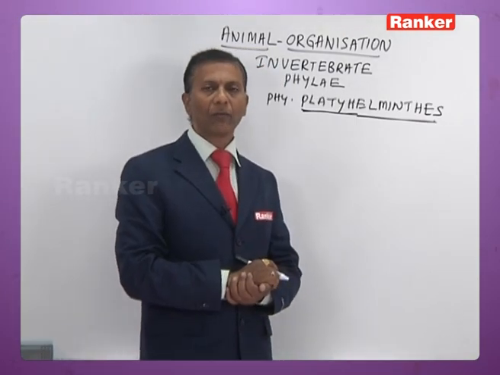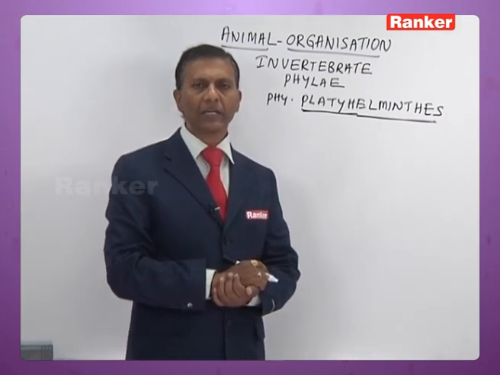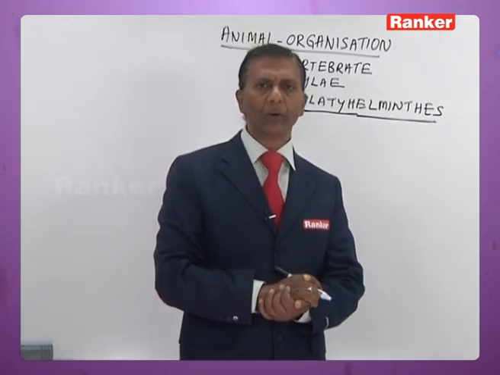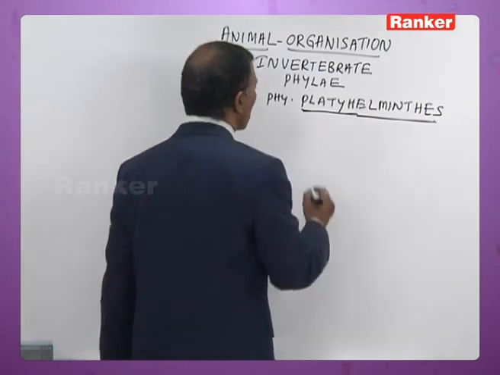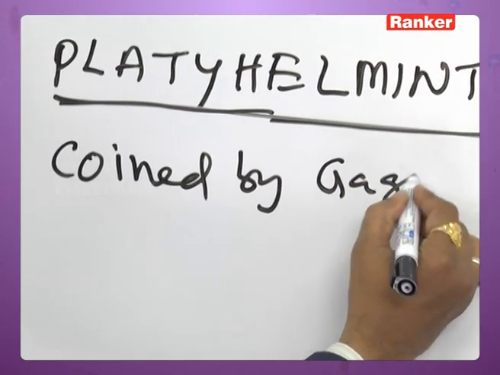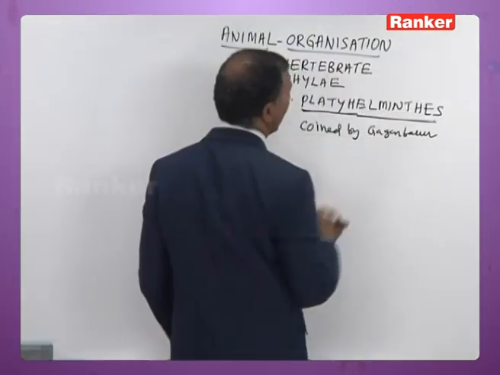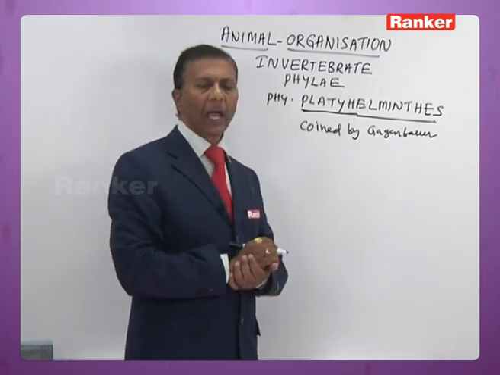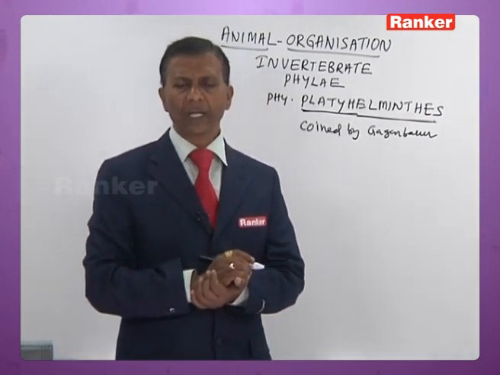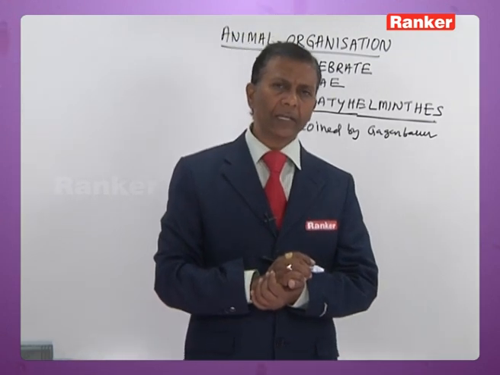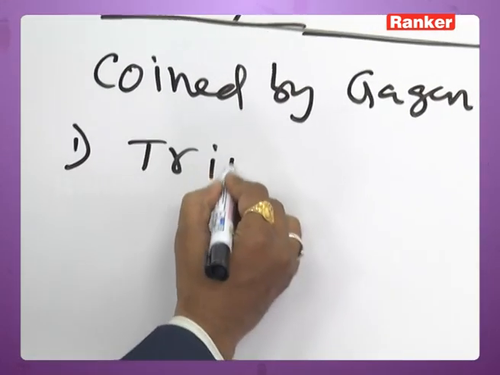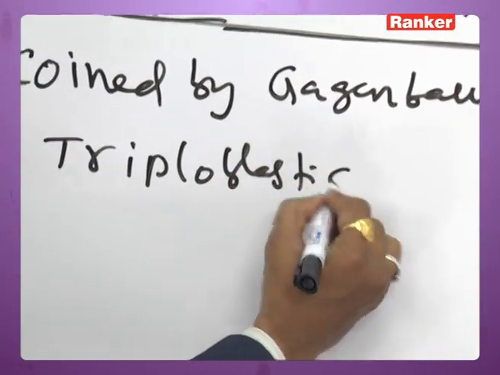The next one we'll talk about now is phylum Platyhelminthes. I'll put before you the most important points which are likely to appear in the EAMCET, AFMC, JIPMER, AIIMS, and so on. The term Platyhelminthes was coined by Gegenbaur. Platyhelminthes exhibit certain first formed characters, that is, characters not seen in the previous phyla, which make their appearance for the first time. Number 1, triploblastic nature. So it is the first triploblastic phylum.